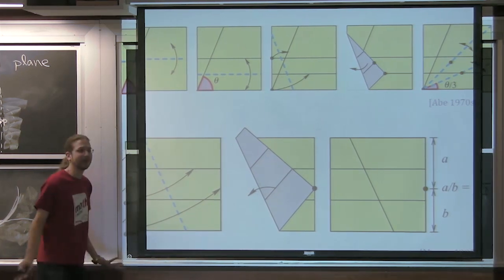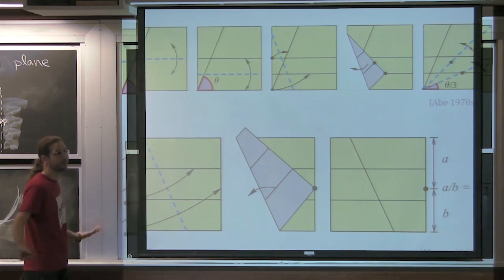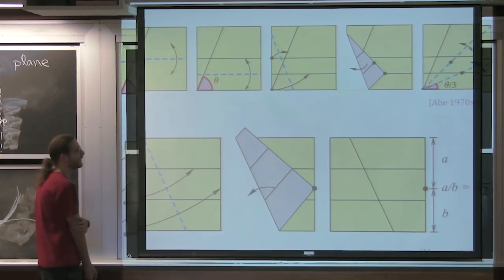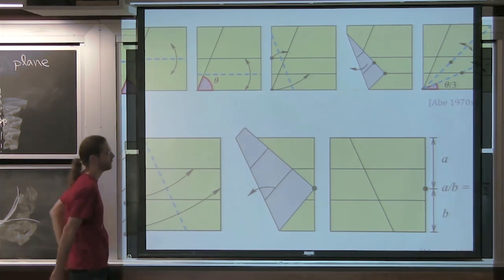You can't quintisect an angle. You can't divide an angle in fifths. You can't compute the 5th root of 2, I assume. You can't do lots of things. But it's at least more powerful than straight edge and compass, which is cool.